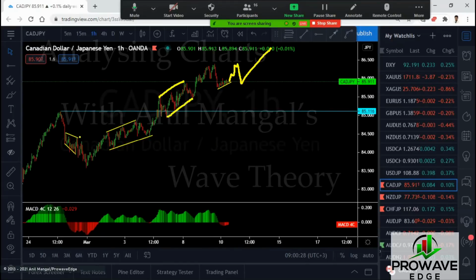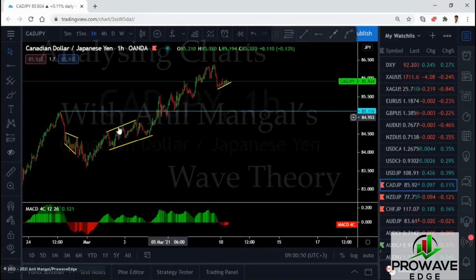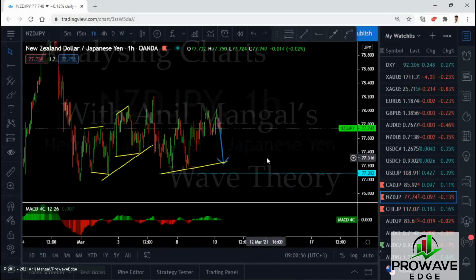Running flat. But if it stops here and drops, we're likely going to have this pattern, which is it can drop this much and then go back up. That will give you this running flat. I think we're setting it up for this running flat. The way this pattern is going, we're going to have this running flat, the bigger running flat. Then one more up.